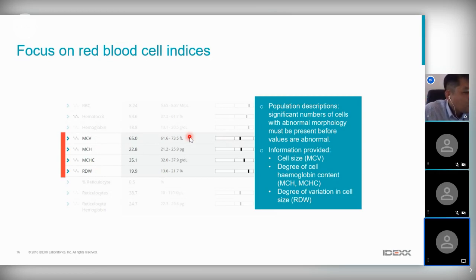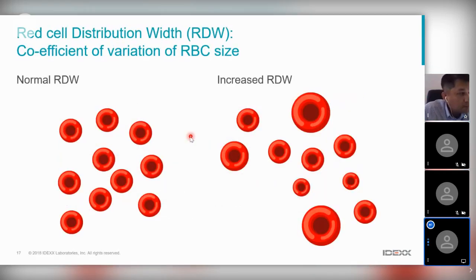Ok. The next is just have a look at what RDW looks like, the red cell distribution width. So these are the normal RDW, where the cells are almost similar in size. But when there is an increased RDW, you can see that some cells are bigger, some are smaller. So an increased RDW will increase the width of the graph. On the y-axis, we have the number of RBCs, and on the x-axis, we have the size. So if the RDW increases, this width on the graph increases.